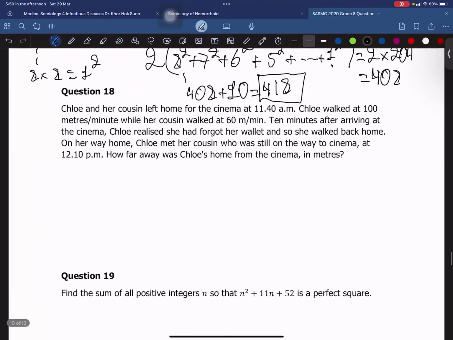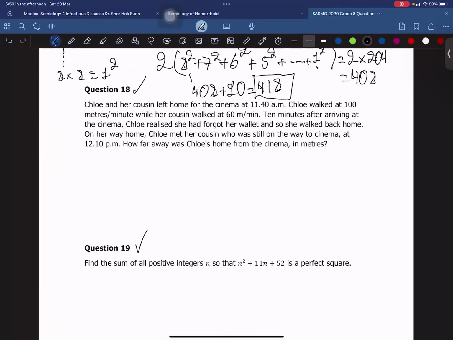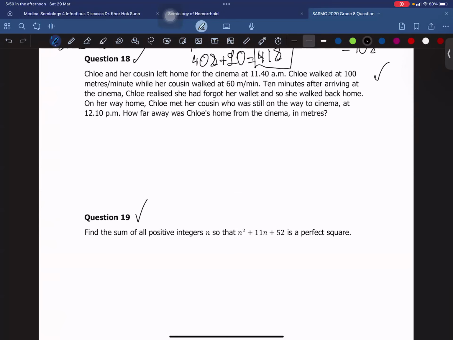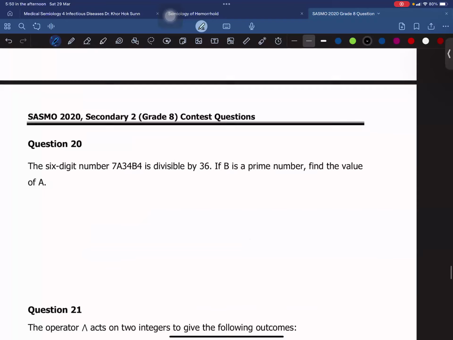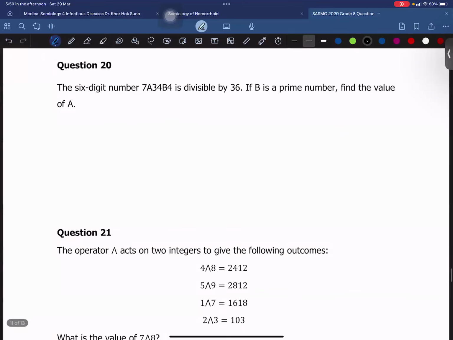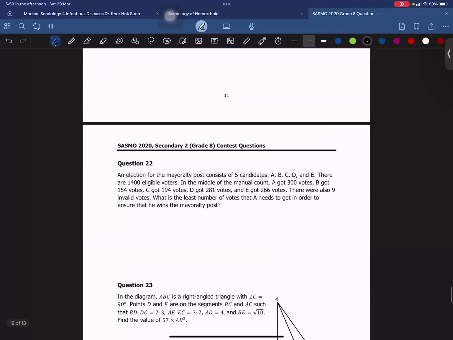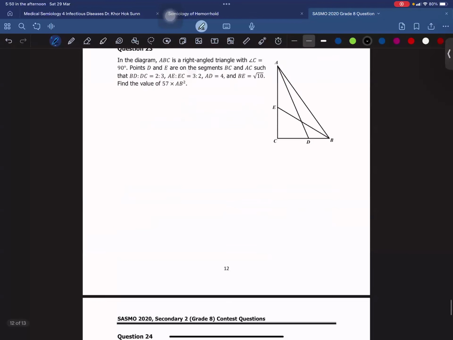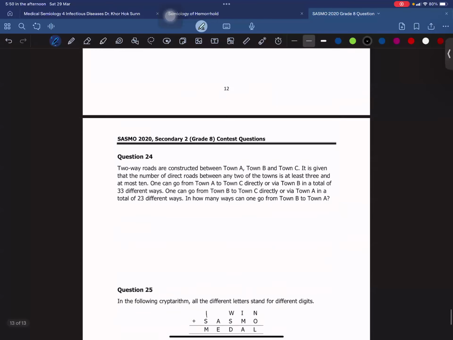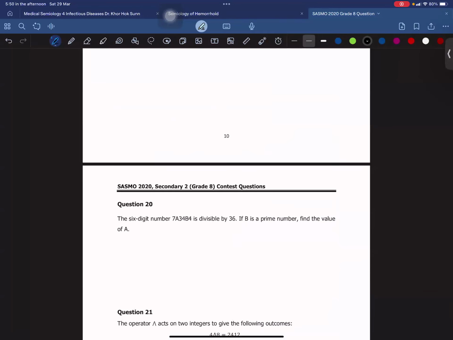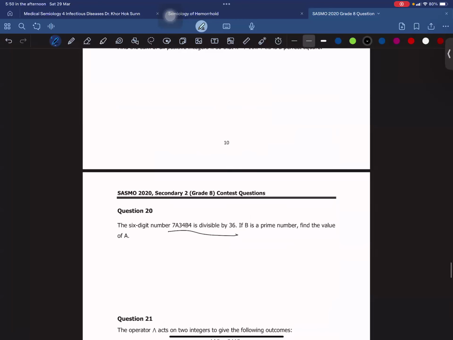So I think I'm going to skip this part, this part and this part. We're going to continue doing this first because this is not taking too long and it's not that hard. So just go through 20, because the 6th question, 1, 2, 3, 4, 5, 6, is really good. It is going to appear in SASMO. I think it's going to appear because it mostly appears in grade 8, especially this thing.